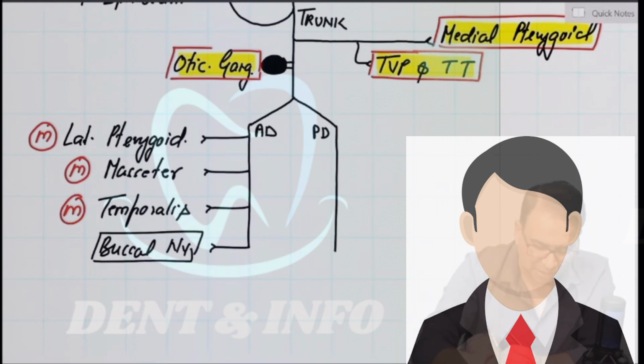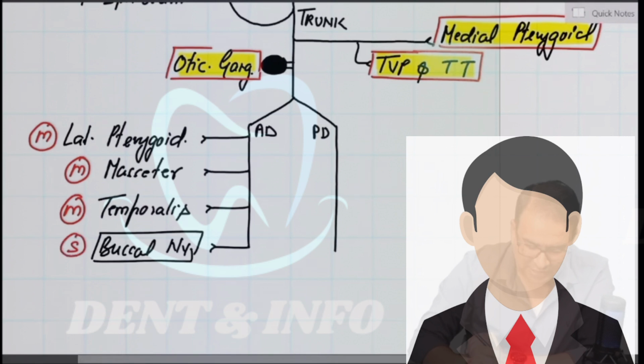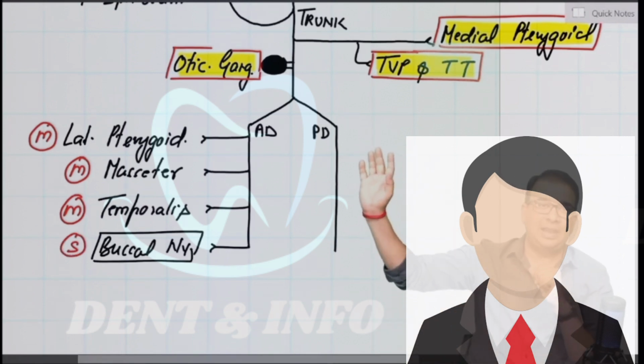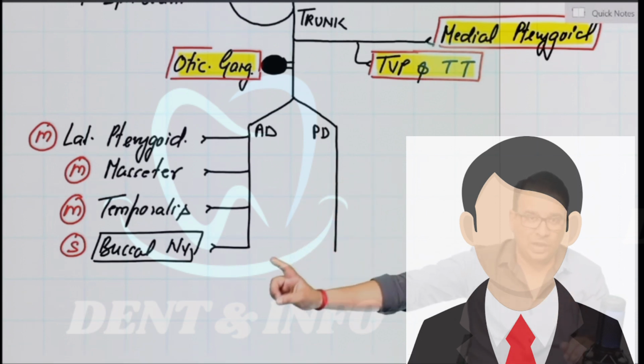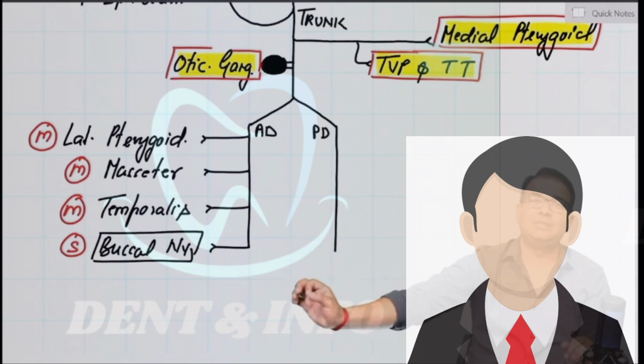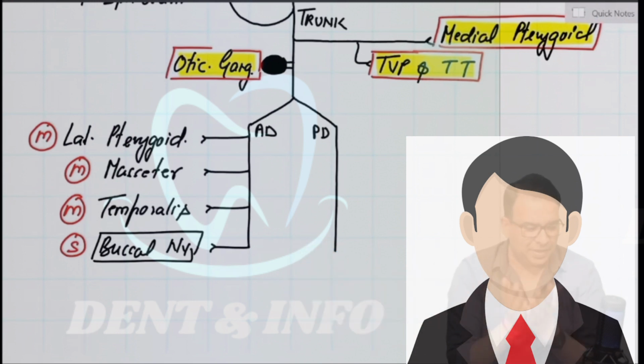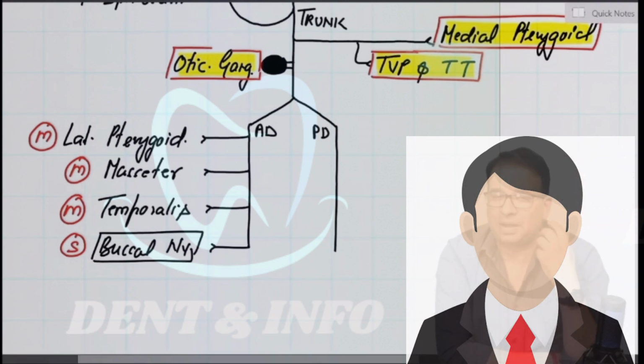That nerve is called the buccal nerve, and I'm writing S for it. It is a sensory branch here, and that's a question also. From the anterior division of the mandibular nerve, only one sensory branch is coming, and that sensory branch is the buccal nerve. I'm pretty sure that you know the meaning of the word buccal. Buccal means cheek. Anything related to the cheek is called buccal.